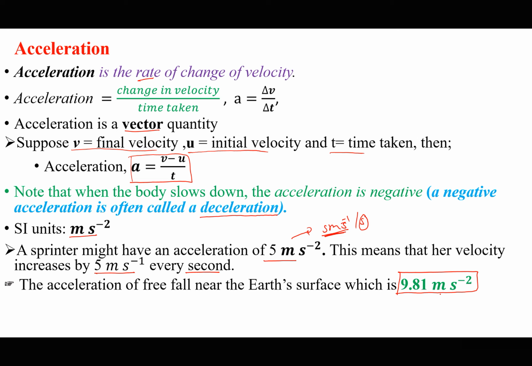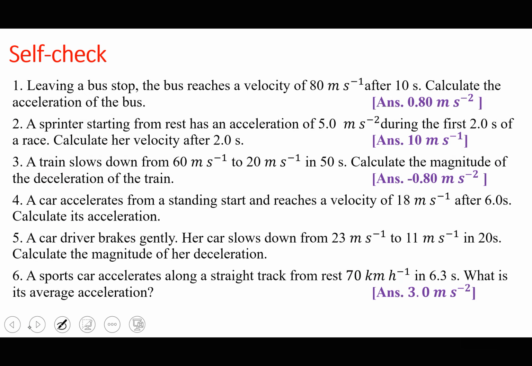Okay, so let's explore a few questions which require that understanding. These are mostly GCSE questions, so I will not answer most of them fully because this is a self-check. You can always pause the video and practice to see if you recall the GCSE concepts we are using here. Leaving a bus stop, the bus reaches a velocity of 80 meters per second after 10 seconds. Calculate the acceleration. We have said acceleration is equal to the final velocity minus initial velocity divided by t.